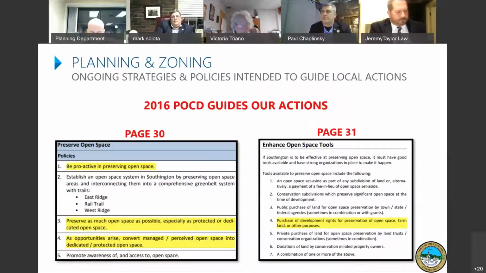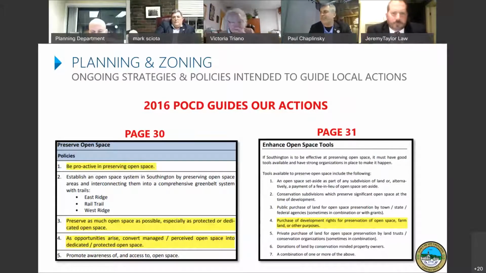And then diving deeper into the plan of conservation and development, some of the policies that were developed as part of the POCD review indicated, and it's on page 30 if you're looking at the plan. Number one, be proactive in preserving open space. Preserve as much open space as possible, especially as protected or dedicated open space. And I will talk briefly about those types of definitions on the next slide. And as opportunities arise, convert managed and perceived open space into dedicated, protected open space.